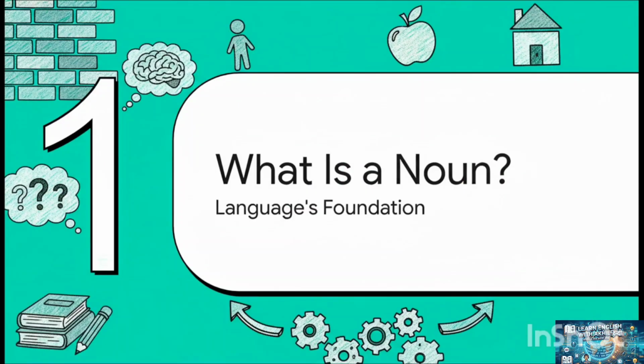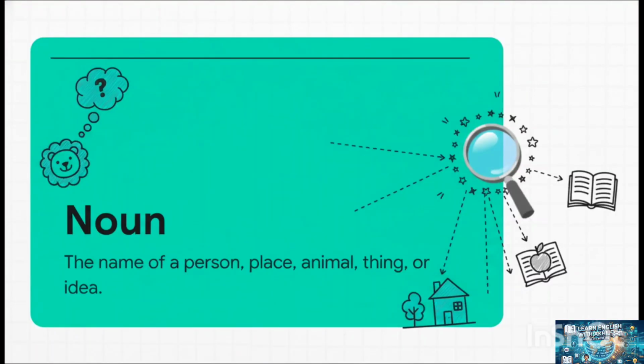All right, let's start with the absolute basics. To really get a handle on the different kinds of nouns, we've got to build a solid foundation. So first things first, what exactly is a noun? At its core, it's super simple. A noun is just a naming word. Think of it like a label we stick on everything imaginable: a person, a place, an animal, a thing, or even an idea you can't see.